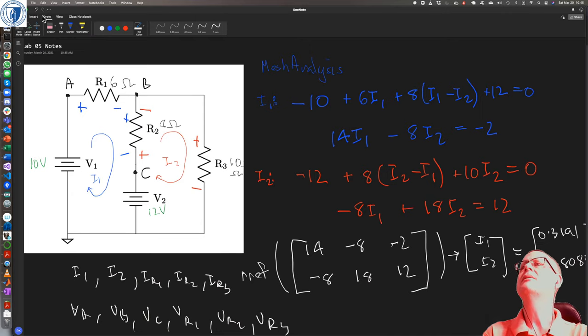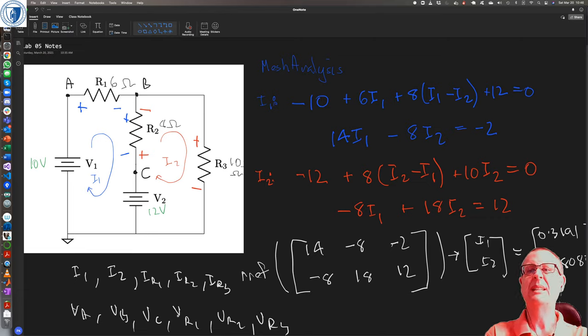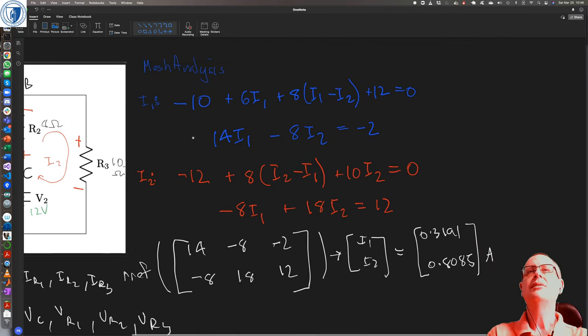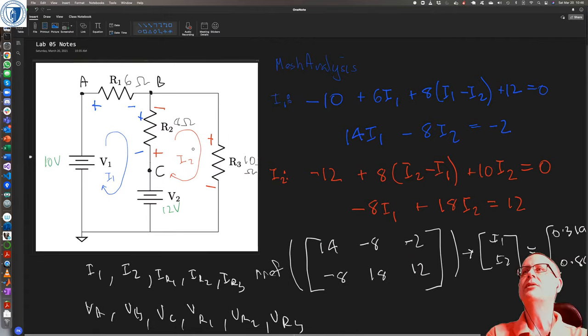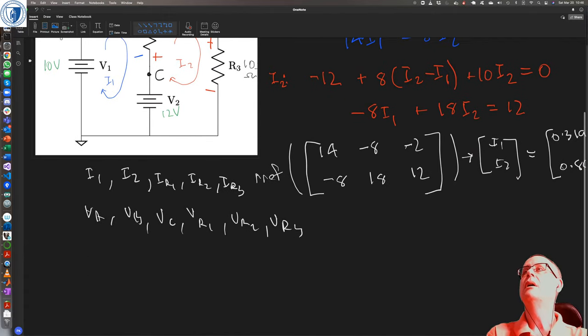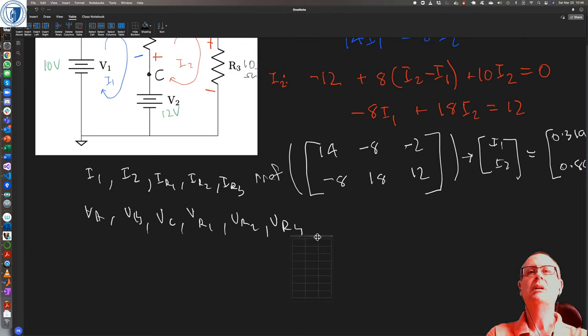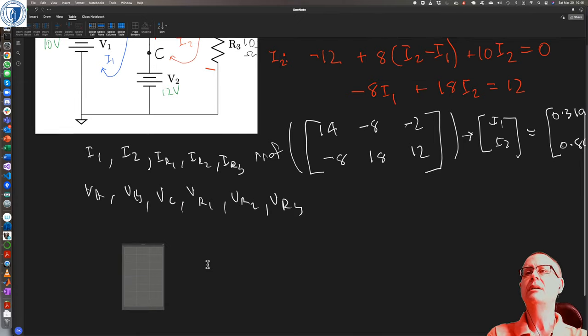Right, I'm just going to see if I can insert a table. So we've got 1, 2, 3, 4, 5, 6, 7, 8, 9, 10, 11 rows, and we've got nodal and mesh. So let's just scroll down maybe, and let's insert a table. And we probably want 3 columns. There we go, let's just move it over here.